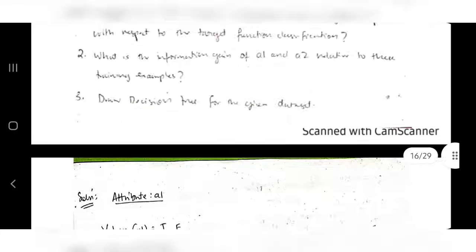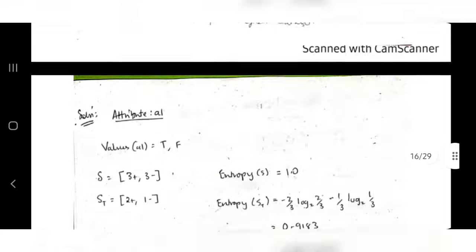If you get confused here, have a look here. This is the total table. After you have considered the total table, you have to consider each attribute, and inside the attribute we will be considering each value. The attribute is a1, the value is t, so a1t. In a1t, how many positive and negative values are there? I have three values, two positive and one negative. Substitute these values and find out the answer.